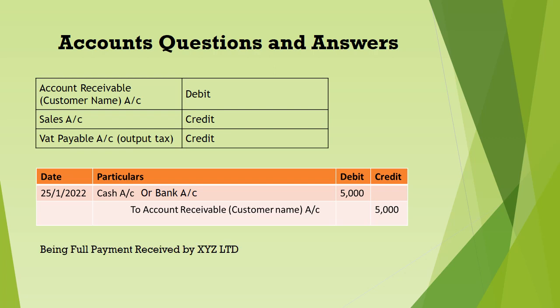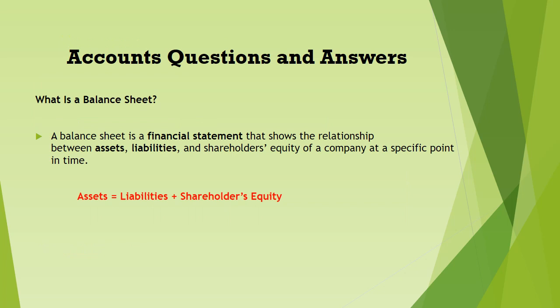Then next, what is the balance sheet? The balance sheet is the financial statement that shows the relationship between assets, liabilities, and shareholders' equity of a company at a specific point in time. That means the balance sheet shows the company's status at a specific point: how much assets we have in this period, what the liabilities are, and what the shareholders' equity is.